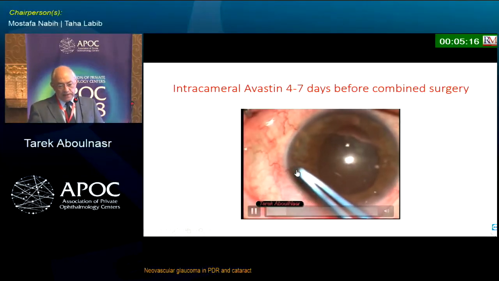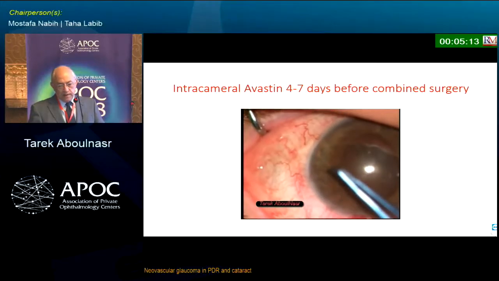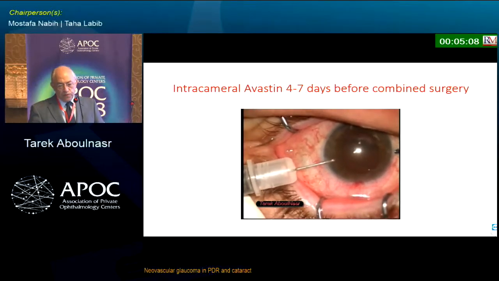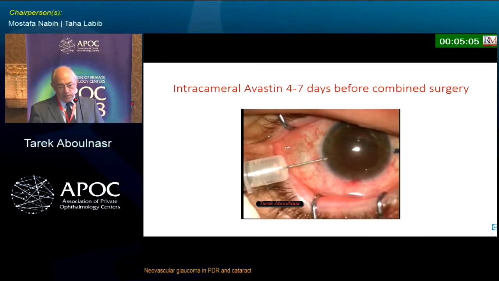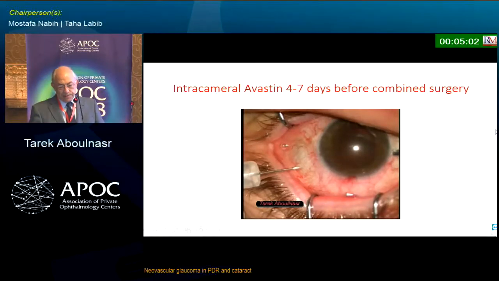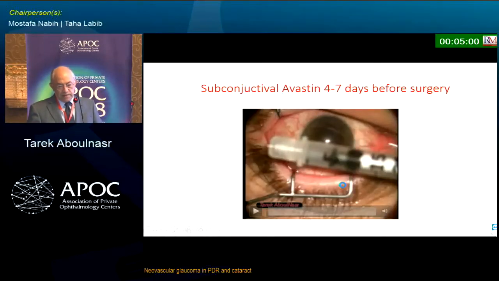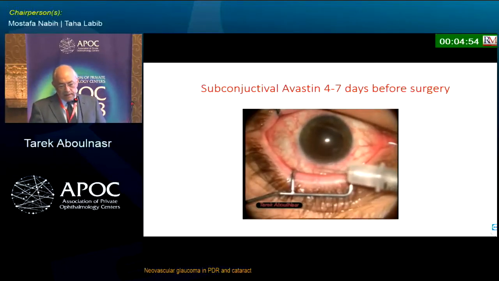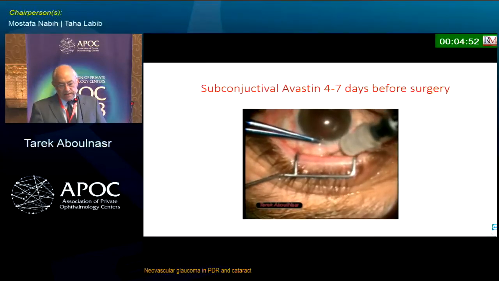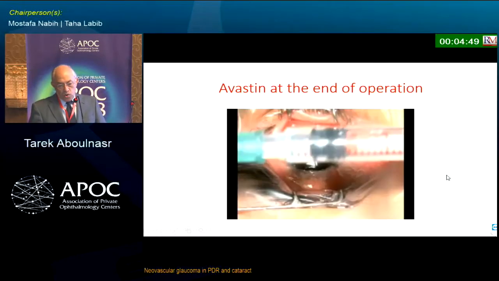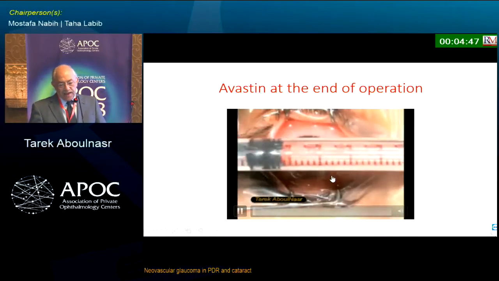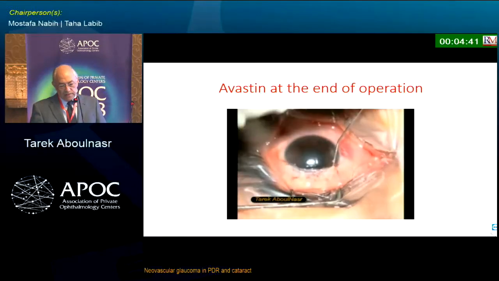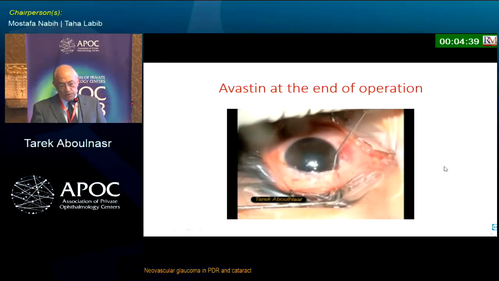And here we can see the new vessels of the iris, and we are using the Avastin intracameral from 4 to 7 days before the combined surgery, thus to reduce the new vessels at the iris. Or we can use it subconjunctival 4 to 7 days before the surgery. Here is the Avastin, and we just inject it in the site of the operation. Or we can inject it at the end of operation, like this one, with the subconjunctival injection of Avastin after finishing the combined surgery.